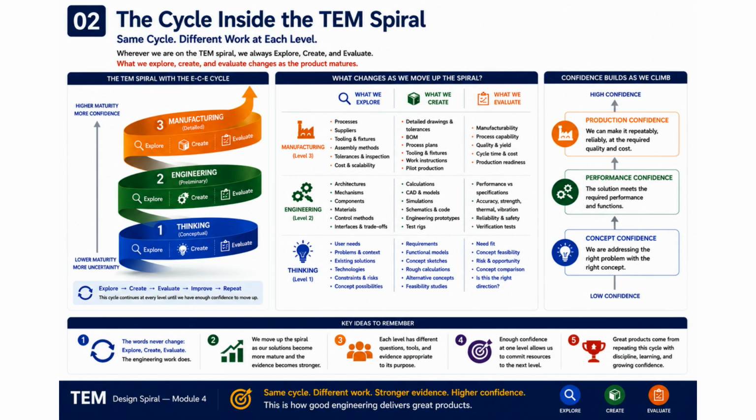During manufacturing, the focus changes again. We explore production processes, suppliers, tooling, assembly methods, tolerances, quality, and cost. We create the production system and evaluate whether it can repeatedly produce the required product. Notice what is happening. As we move upward, uncertainty decreases and the evidence becomes stronger. Thinking builds concept confidence. Engineering builds performance confidence. Manufacturing builds production confidence. So the TEM spiral is not simply moving a design forward. It is progressively building the evidence and confidence needed to turn an uncertain idea into a reliable product.